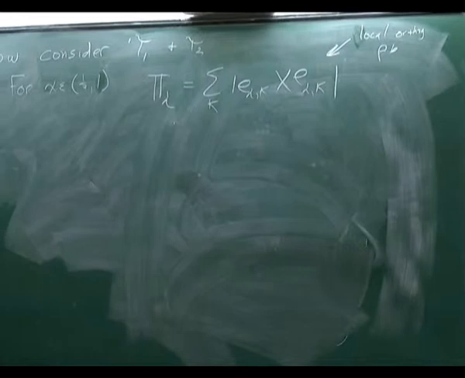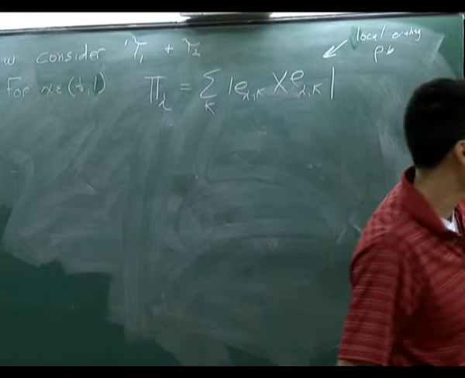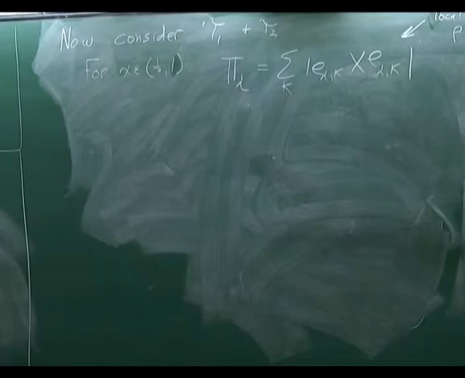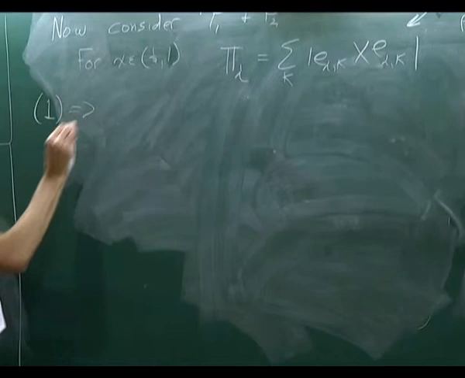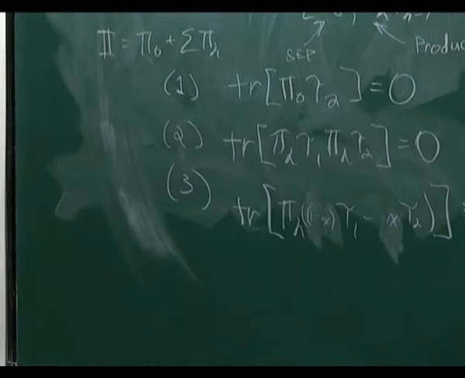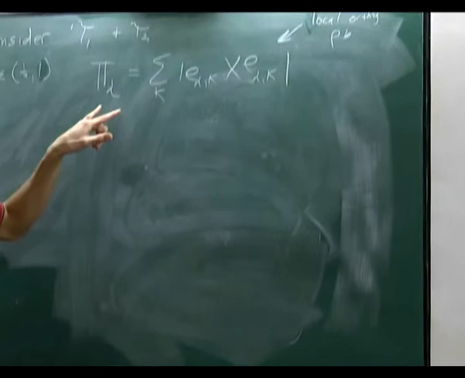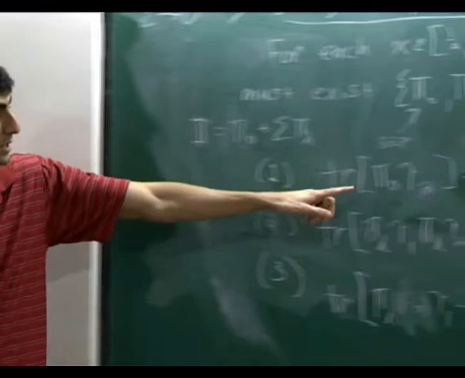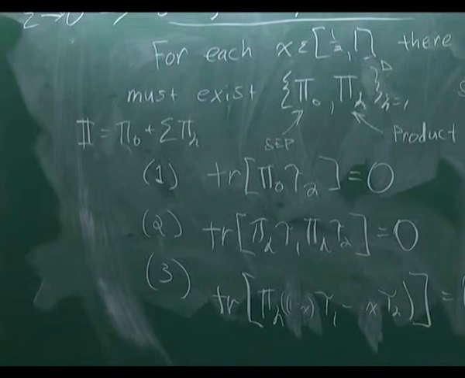Okay, so let's draw some conclusions out of this. So first of all, if pi lambda, let's first look at condition one. So what does this say? So this is saying that pi zero is disjoint from tau two. Okay, so if that's true, that means that the tau 2 must be contained in the support of the eigenvectors of the pi lambda, right? Because we know that we have this completion relationship, and we know that pi 0 is disjoint from tau 2, so we must be able to find a set of eigenvectors that cover the support of tau 2, contain it.